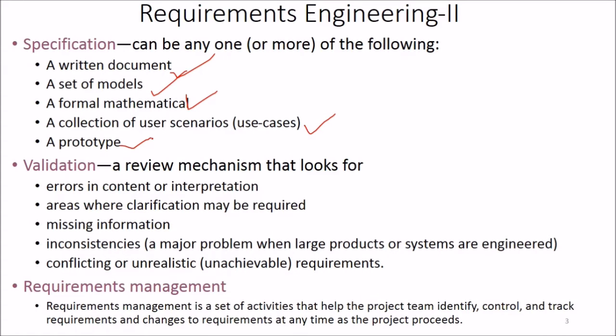Then comes the validation. The work products produced as a consequence of requirement engineering are assessed for quality during a validation step. It is a review mechanism that looks for errors in content or interpretation, areas where clarification may be required, or missing information. Also inconsistencies, which are a major problem when large products or systems are engineered. Then conflicting, unrealistic, or unachievable requirements also come under validation.